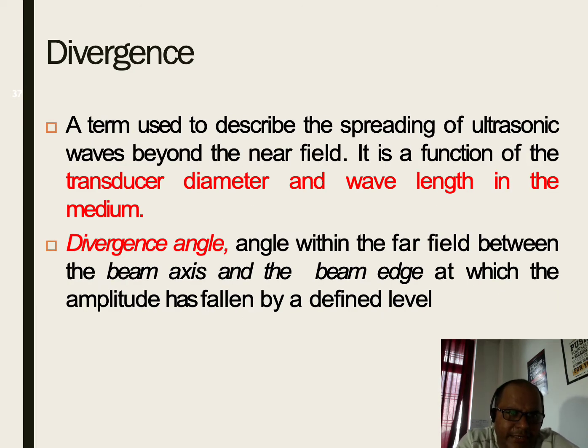Divergence is a term used to describe the spreading of ultrasonic waves beyond the near field. It is a function of the transducer diameter and wavelength in the medium. Divergence angle within the far field is the angle between the beam axis and the beam edge at which the amplitude has fallen by the defined level.